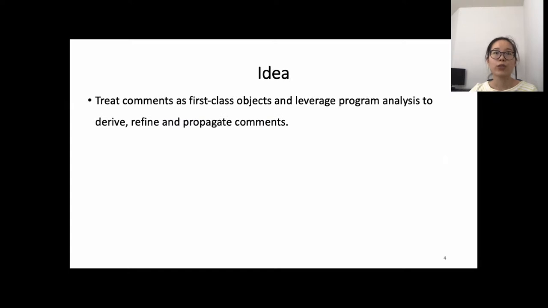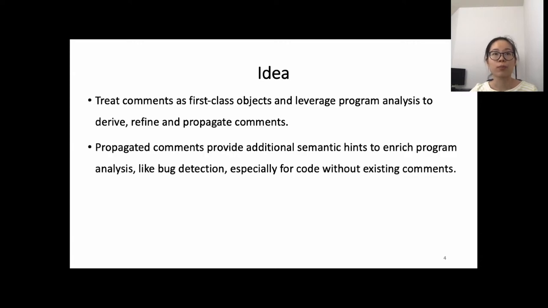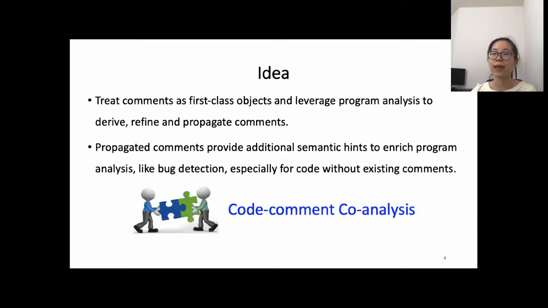So we treat comments as first-class objects and use program analysis to propagate comments. With such propagated comments, we have additional semantic hints, and we can use such hints to enrich program analysis. For example, we can detect bugs by cross-checking the code with propagated comments. In this way, we can achieve the goal of code comment co-analysis.